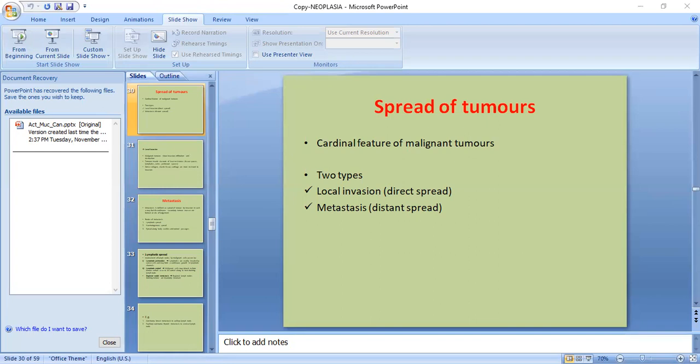Today's topic is spread of tumors. This is a cardinal feature of malignant tumors. There are two types of spread: local invasion or direct spread, and metastasis or distant spread.